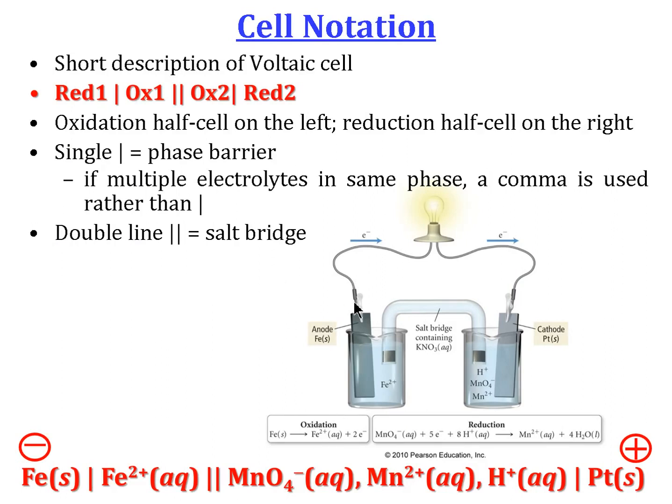So the cell notation can be described by the letter W: Fe | Fe2+ || salt bridge || MnO4-, Mn2+, H+ | platinum. This is the W letter.